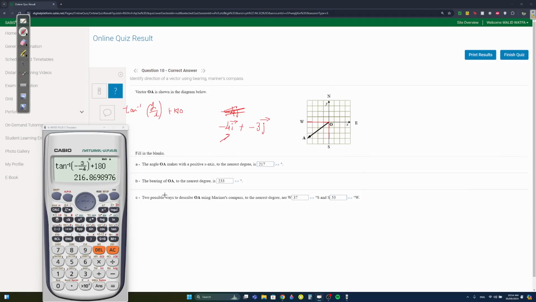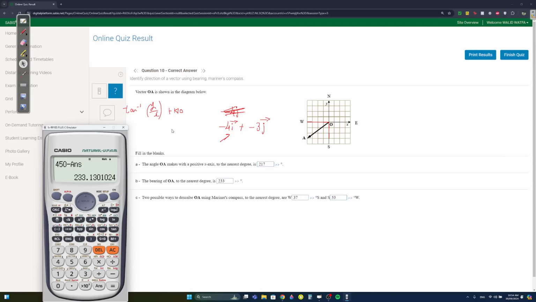Okay. What's the bearing of OA? If you want the bearing, you can just do 450 minus 233. Okay? To convert from bearing to degree, 450 minus. To convert from degree to bearing, 450 minus. Okay? It works both ways.